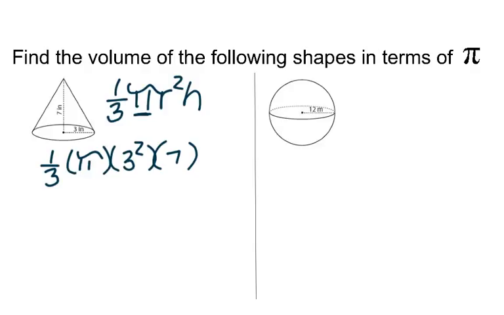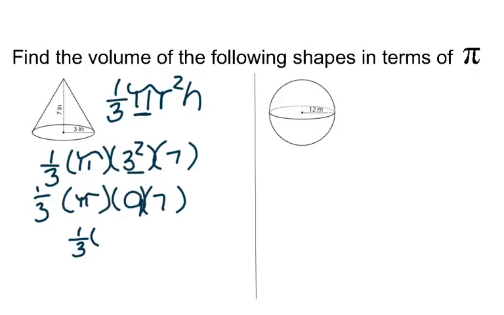Now I'm going to solve it the same, except I'm going to leave the pi alone. So 3 times 3 is 9 times 7 times pi times 1/3. 9 times 7 is 63, so I have 1/3 times pi times 63. Remember, I'm going to leave the pi alone, so I'm going to multiply the 1/3 times 63, or 63 divided by 3, and I get 21 pi inches cubed. That is leaving this in terms of pi.